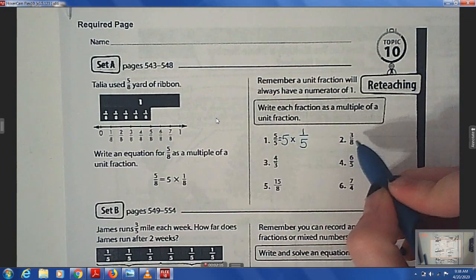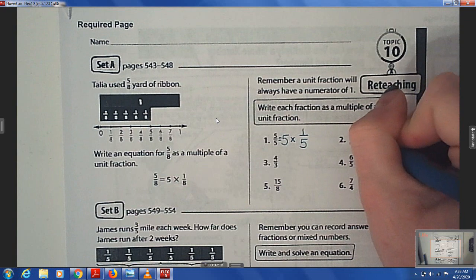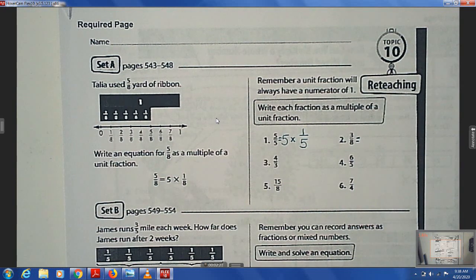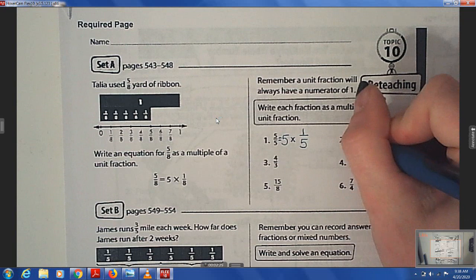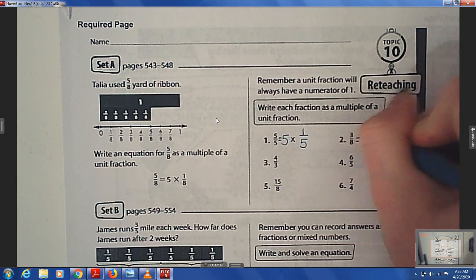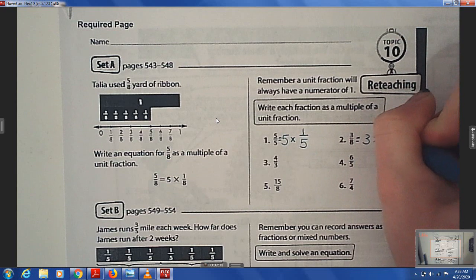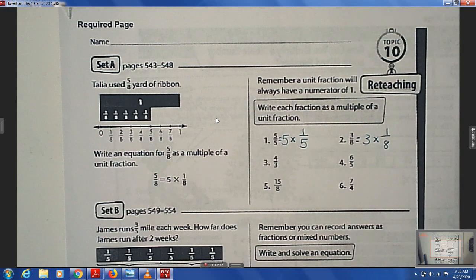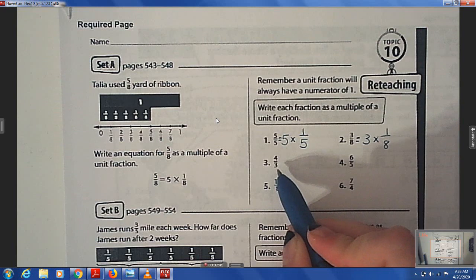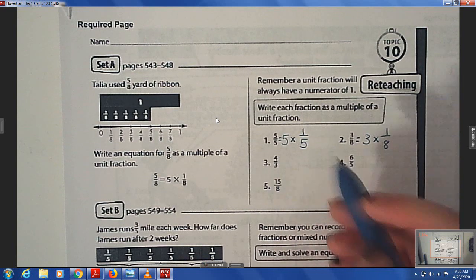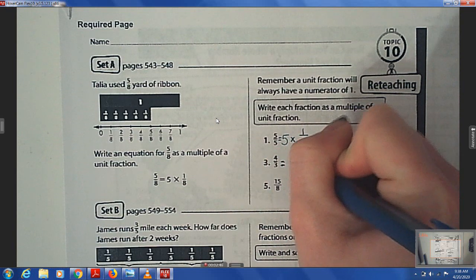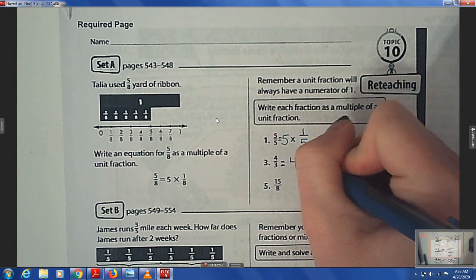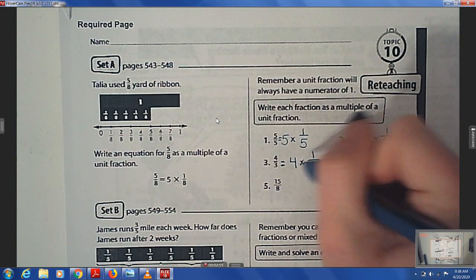For number 2, same thing. 3/8 equals, well, my unit fraction would be 1/8 times 3, because 1 times 3 equals 3. So 3/8 equals 3 times 1/8. On number 3, we have 4/3. 4/3 equals my whole number of 4 times 1/3, because 1 times 4 is 4.